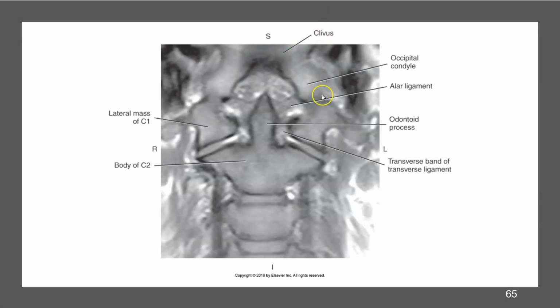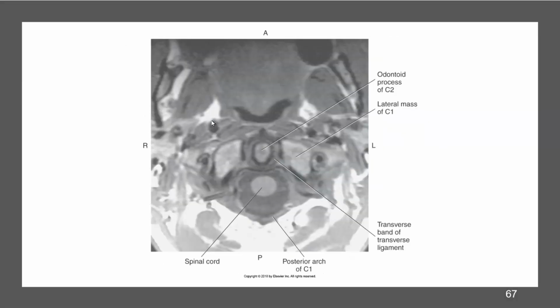Here's your occipital condyle. This is your odontoid process. And I want you to know body of C2 and your lateral mass C1. Okay, so this is your odontoid right here, lateral mass of C1 on either side. This is your spinal cord right there, and this is your posterior arch. So this is an MRI T1, so it's kind of funky. Looks weird to you guys, not to me, because I've been looking at them for 15, 20 years.